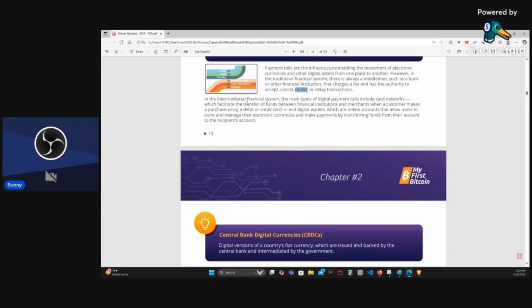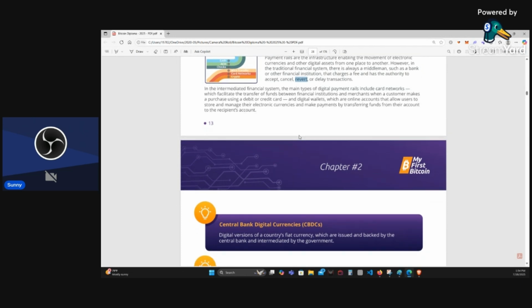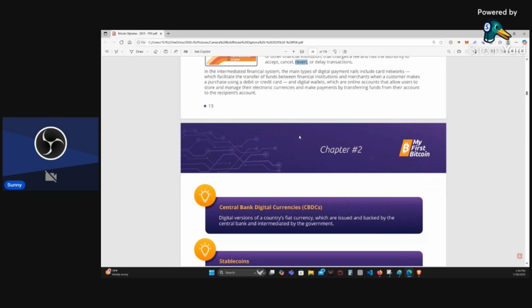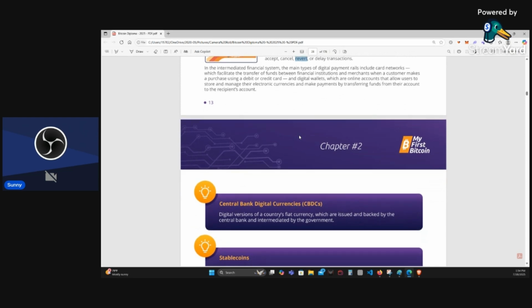In the intermediated financial system, the main types of digital payment rails include card networks, which facilitate the transfer of funds between financial institutions and merchants when a customer makes a purchase using a debit card or a credit card, and digital wallets, which are online accounts that allow users to store and manage their electronic currencies and make payments by transferring funds from their account to the recipient's account.